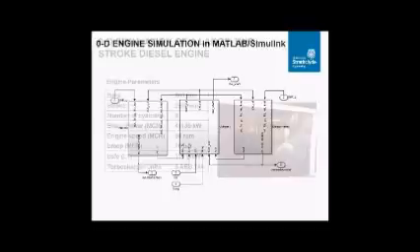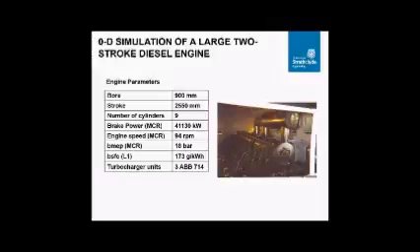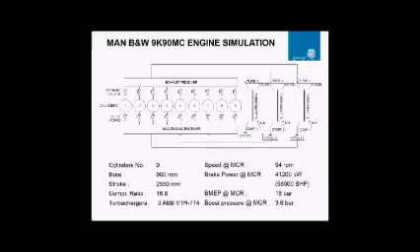For the case study, we are going to use a large two-stroke diesel engine. In this slide, we can see the engine parameters: the bore, the stroke, the number of cylinders. Here we have the simulation model configuration. We have 9 cylinders with the exhaust valve and inlet ports, 3 turbochargers with the air coolers, and the exhaust gas and scavenge receivers.